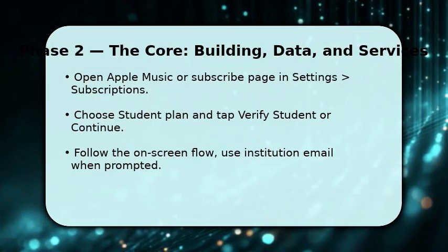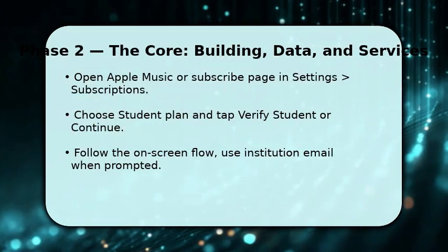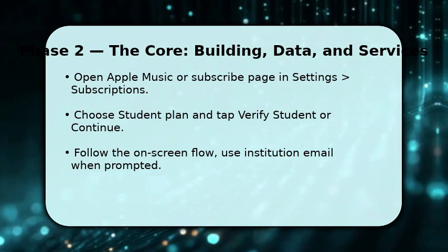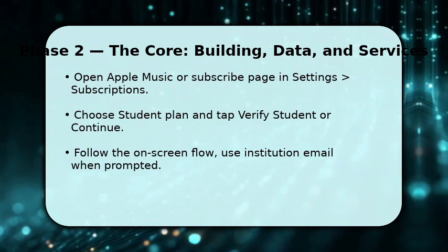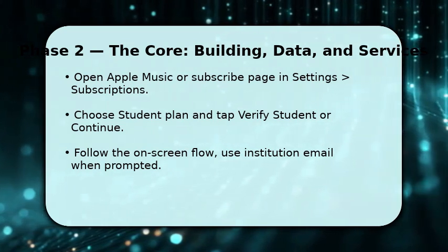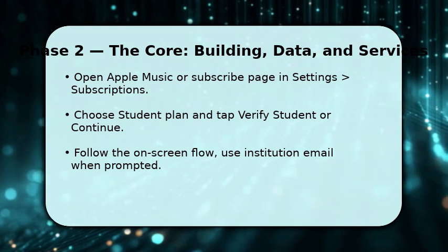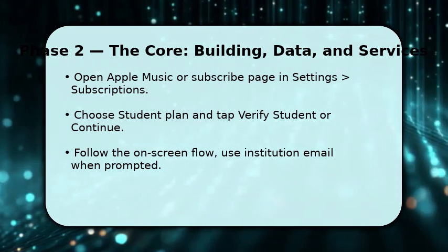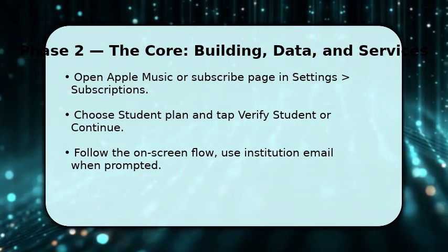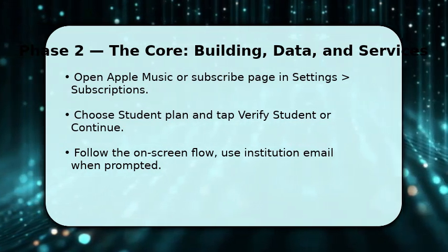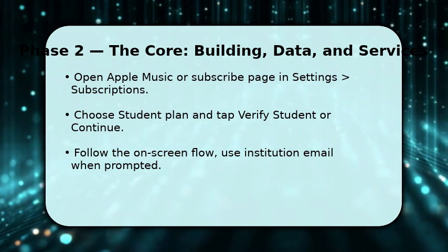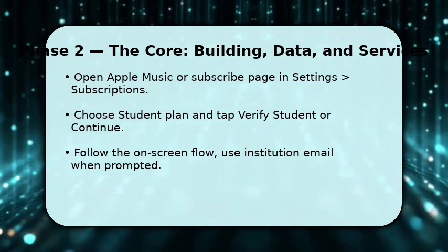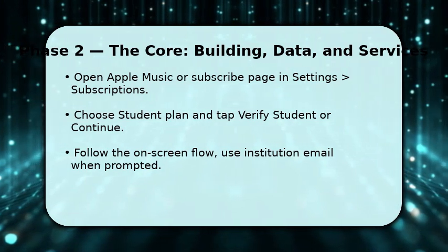You now open Apple Music or go to Settings Subscriptions and choose the student plan. Tap Verify Student or continue to launch the verification flow. Apple will redirect you to a partner verification service. Use your institution email when asked or upload enrollment documentation if prompted. This is why you prepared files earlier. Make sure the email you use matches the school record. If you're redirected away from Apple, follow the partner site instructions until you return to confirm the subscription.